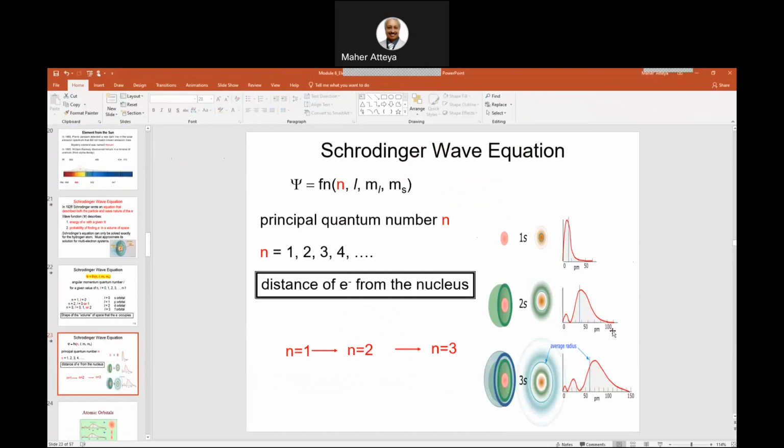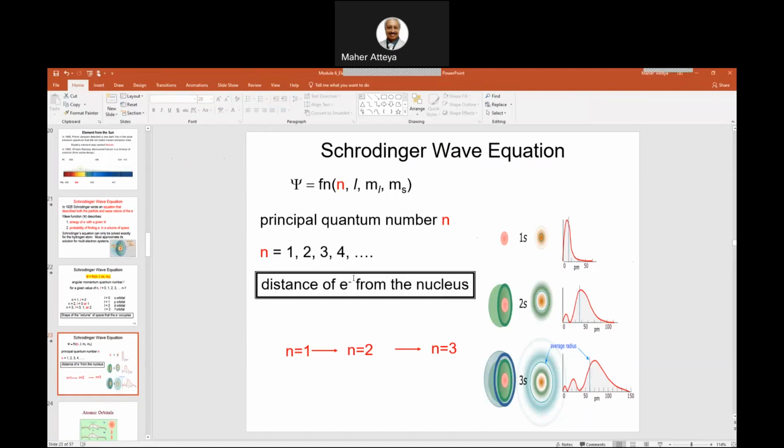So let's look at this. This is n, it gives us what? The distance of the electron from the nucleus. This is 1s, this is 2s, this is 3s. n equals 1, energy level 1, that's period 1. 2s is period number 2. 3s is period number 3, and it goes all the way to n equals 7. We have 7 periods in the periodic table. As I said, it can go beyond this; yes, it can go to infinite numbers.